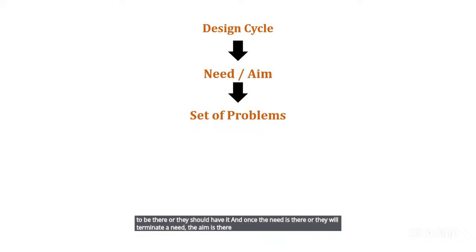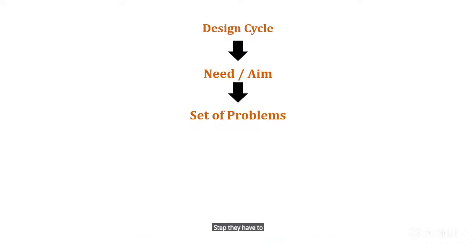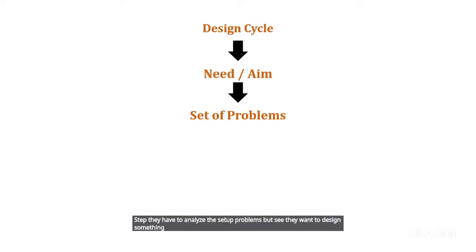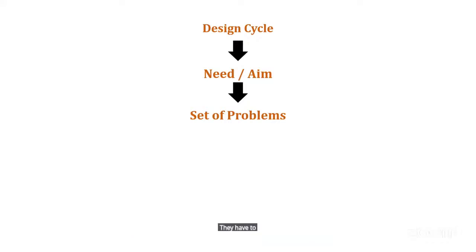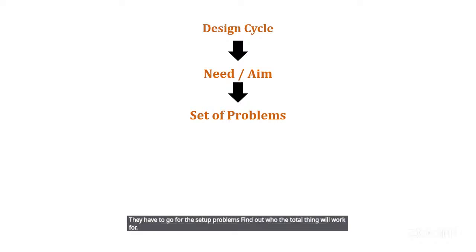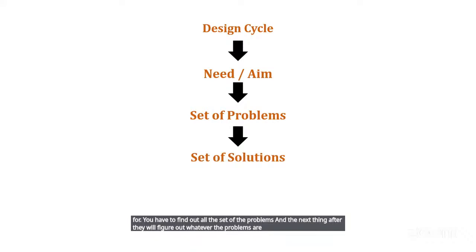What's the second step? They have to analyze the set of problems. They want to design something. When they hire a team or create a team and then start designing a thing, first and foremost they have to go through the set of problems and find out how the total thing will work out. You have to find out all the problems, and after they figure out whatever the problems are, they will go for the set of solutions.